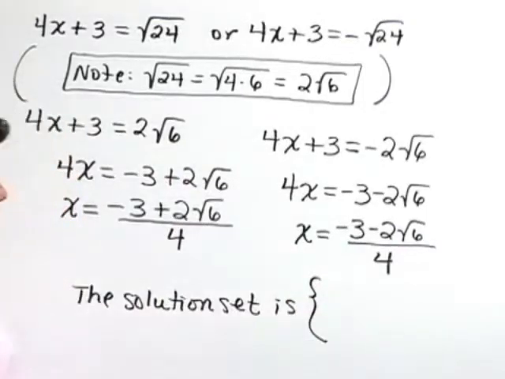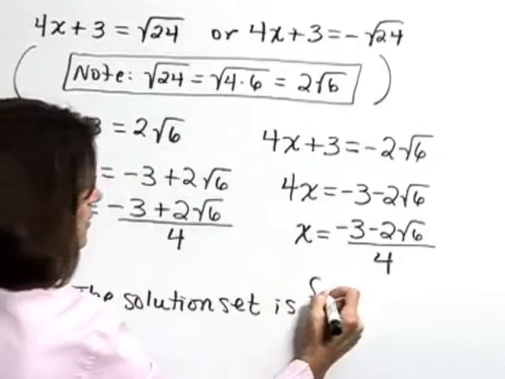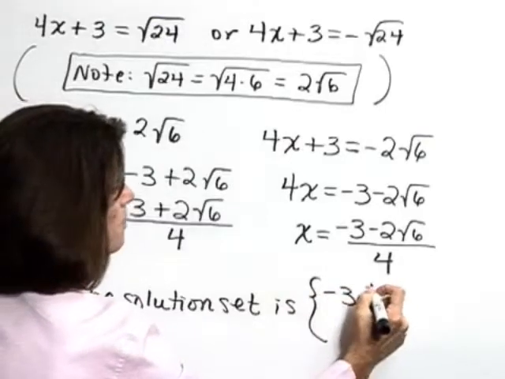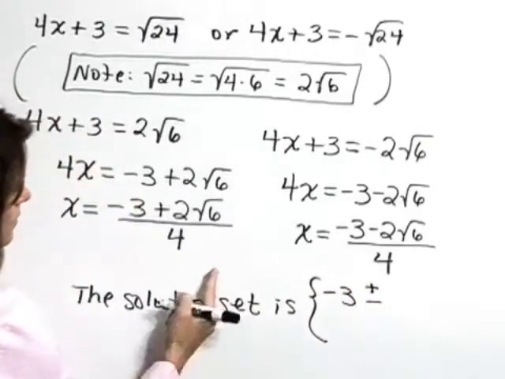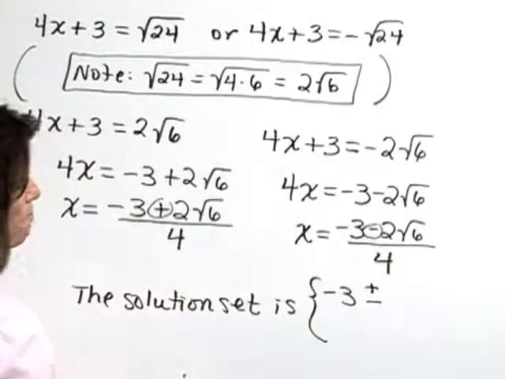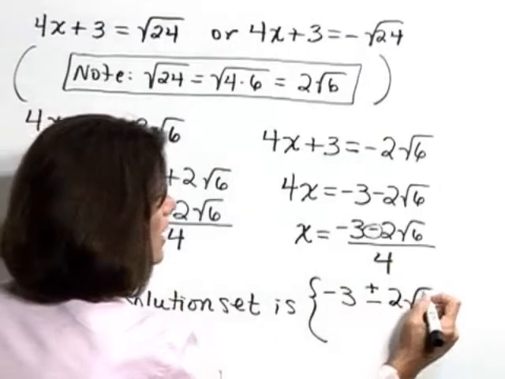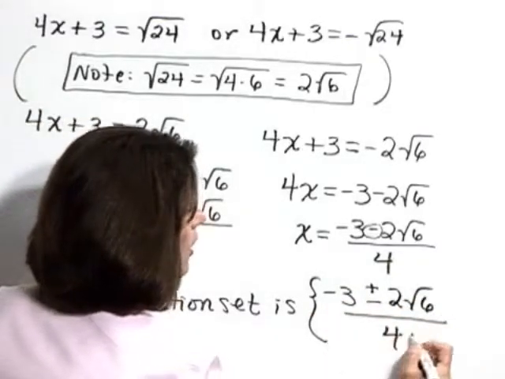is, and I'm going to describe both of these quantities using one statement as negative 3 plus or minus. See, these are both the same except for this middle symbol. So as one statement, negative 3 plus or minus 2 times the square root of 6 all over 4.